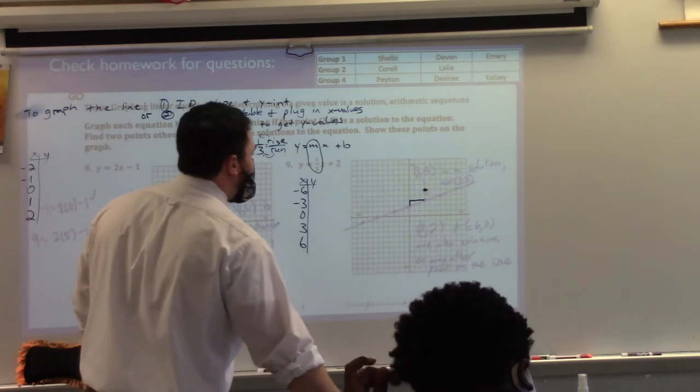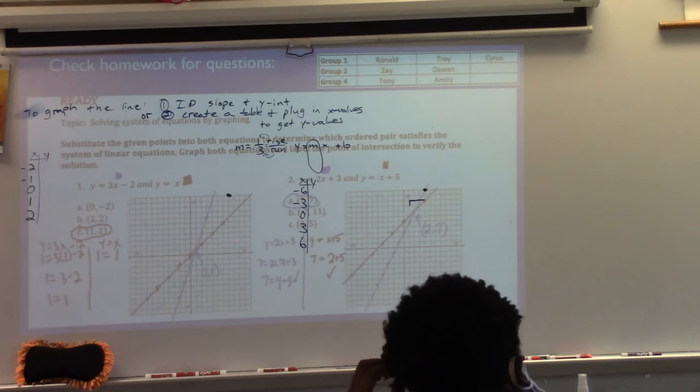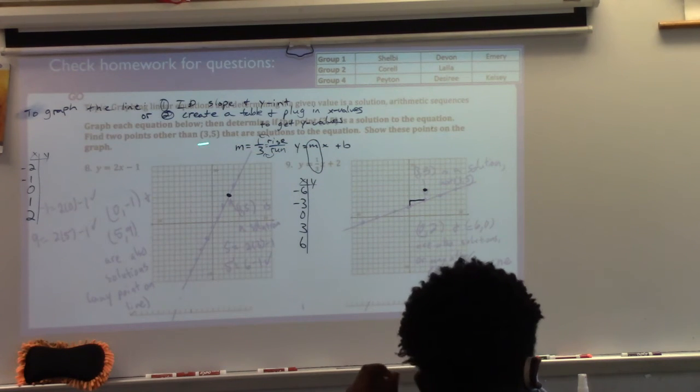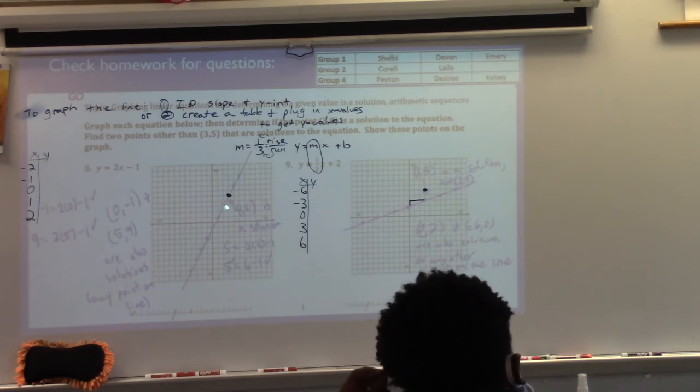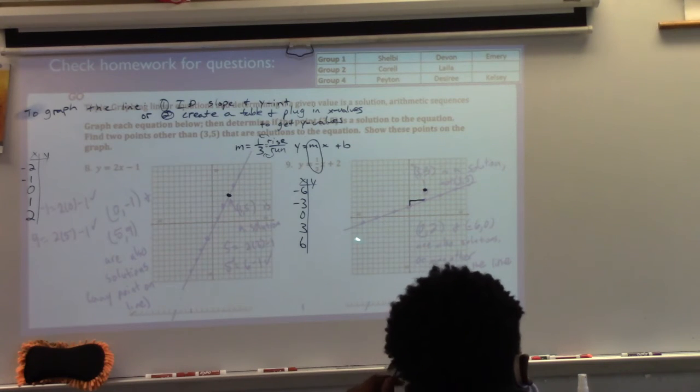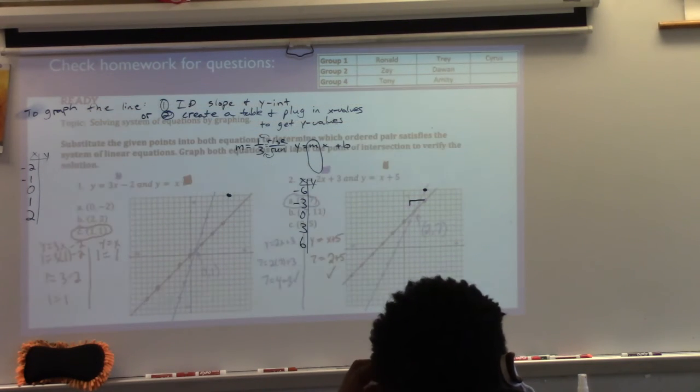Again, you're going to have some homework problems off that, so make sure you know how to do it. And it does ask you to find 2 more points other than (3, 5). Notice any point on this line makes the equation true.